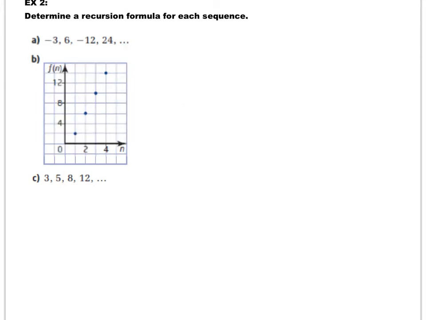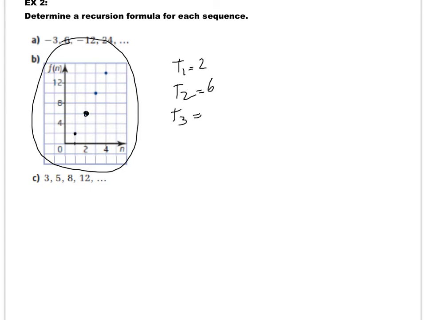The next question is to find a recursion formula for the graph shown here. If you look at the graph, you can see that t sub 1, which is here, is going to be equal to 2. T sub 2 is going to be this point, which is 6. T sub 3 is going to be this point, which is 10. And t sub 4 is going to be this point, which is 14.